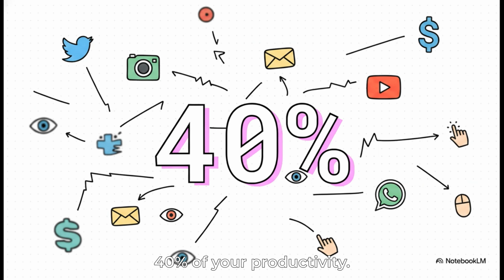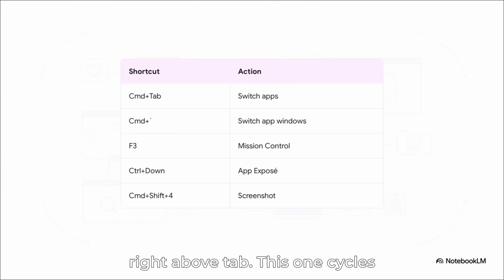Section 2. Ditching the mouse. To truly scale your efficiency, your hands physically need to stay on the home row of your keyboard as much as possible. And here's your essential toolkit to make that happen. Command Tab, you probably know, lets you cycle through your open apps. But the real secret weapon? Command Backtick. That's the little key right above Tab. This one cycles through multiple windows of the exact same app. Real game changer.